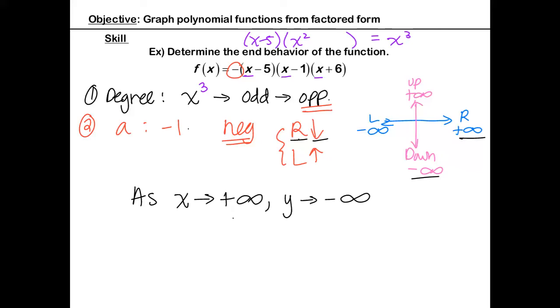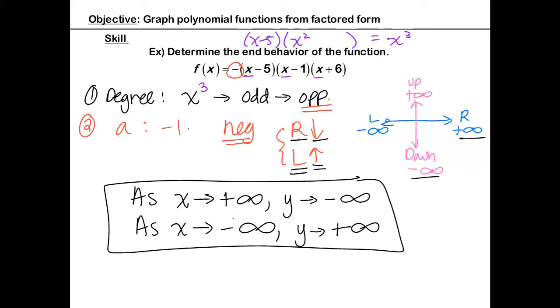And then for the second one, as x approaches the left is which infinity? Negative, comma, y approaches up is which infinity? Positive. Okay? And that's my final answer because my goal was to figure out what the end behavior is. Determine the end behavior of the function. Okay?